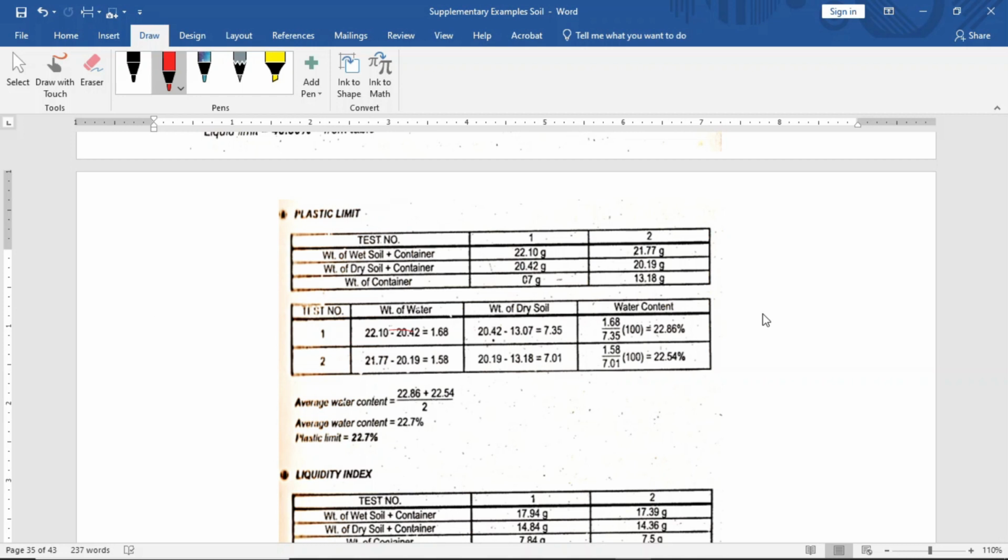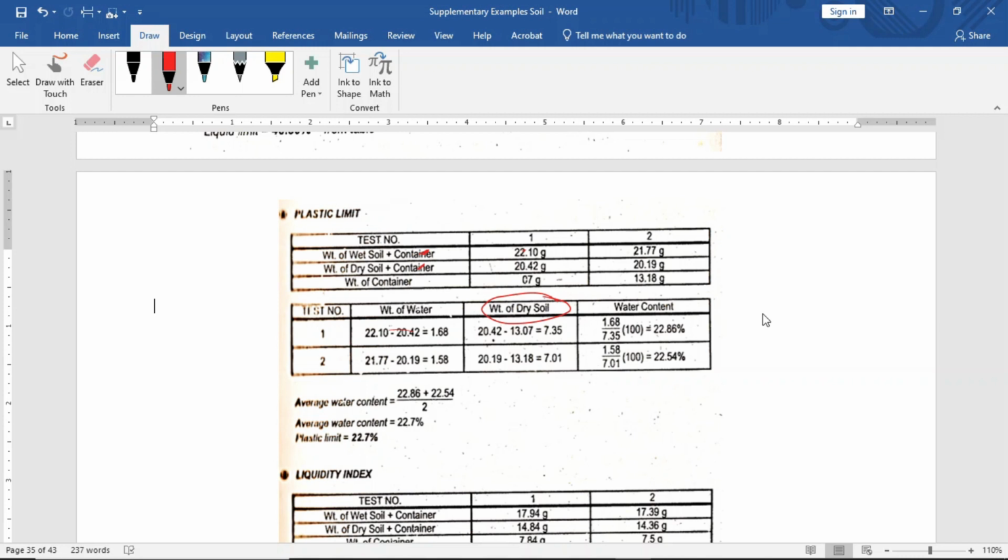So, katulad lang kanina, weight of water, weight of dry soil, water content. Water content yung pinag-uusapan natin pag mga limits. So, ito, 22.10 minus 20.42. Ito yung weight of wet soil plus container minus weight of dry soil plus container. Mahanap natin, ang matitira is weight of water. Dito naman, weight of dry soil plus container minus weight of container. Titira is the weight of dry soil.